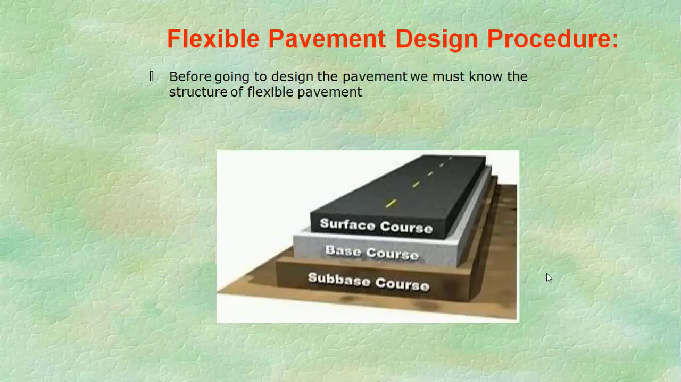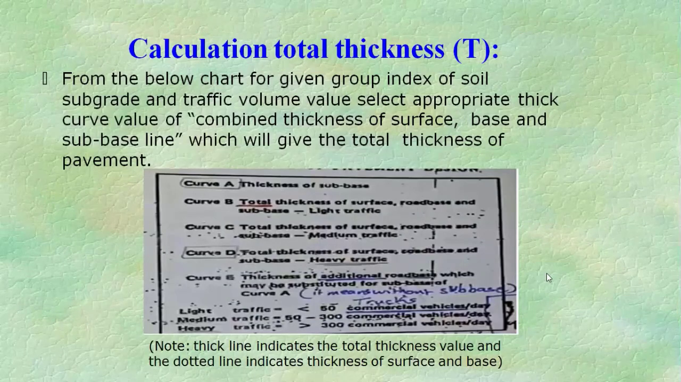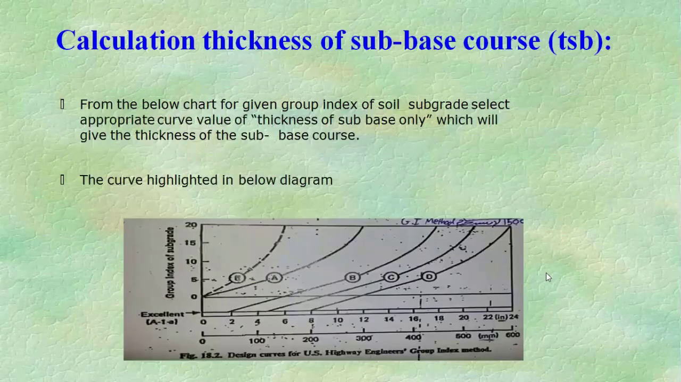Before designing the pavement, we must know the structure of the flexible pavement. So this is the calculation part. First is the total thickness, that is T. From the above chart of the given group index of soil subgrade and traffic volume value, select the appropriate thickness curve. The combined thickness of surface, base and subbase gives the total thickness of the pavement. The curve is highlighted in the below diagram, as you can see.